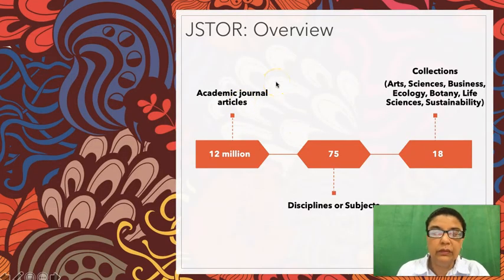So a little overview of JSTOR. This database has a little over 12 million academic journal articles. It publishes articles within hundreds, thousands of journals within 75 disciplines or subjects. And our library currently subscribes to 18 collections, and those collections cover the arts, the sciences, business, ecology, botany, life sciences, and sustainability.